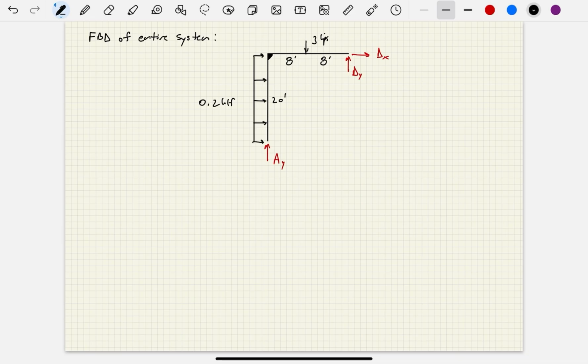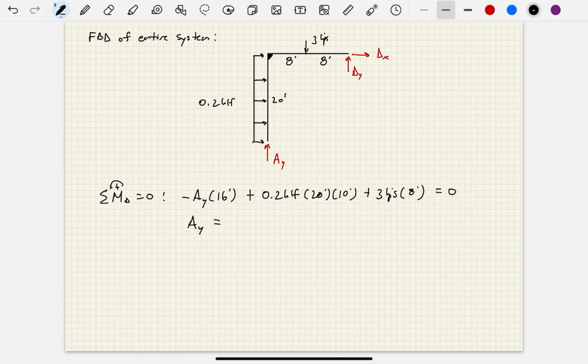So to solve for these externals, I'm just going to use basic equilibrium. I'm going to say sum of the moments about D equals 0. And I can solve for AY directly. I'm going to say negative AY times 16 feet, and then plus 0.2 KLF times 20 feet times 10 feet. And then we're also going to have plus 3 kips times 8 feet equals 0.